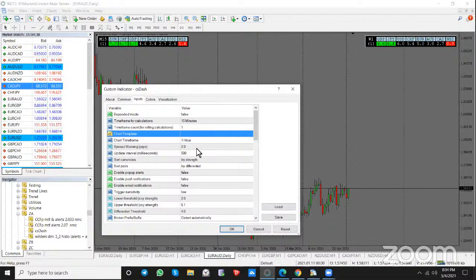Spread warning, I don't really use it. You can if you want. Especially for those of you who are using a low spread broker, I don't think you should worry about that.